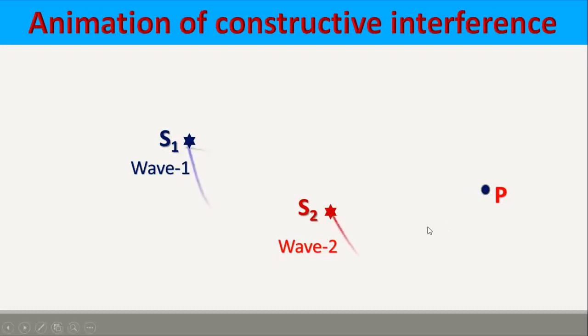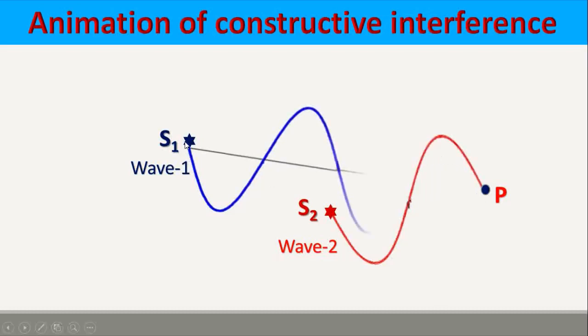You can observe here. By the time this S2 wave reaches the point P, the S1 wave is exactly one cycle away from this point P. The difference is one cycle. So when they meet at this point P, the crest is falling on the crest of the other wave. This is called constructive interference. Due to this, you get a maximum intensity at point P.